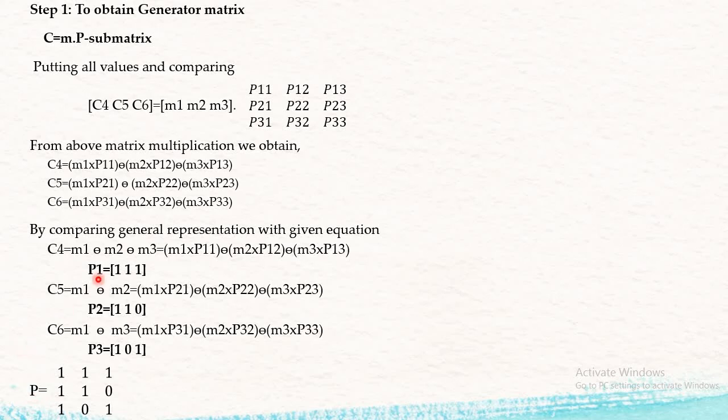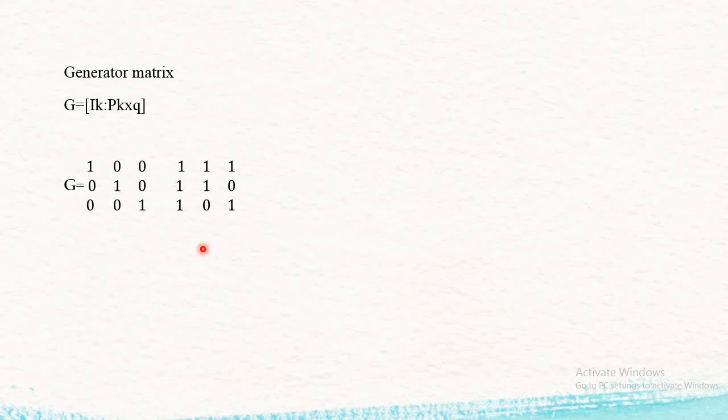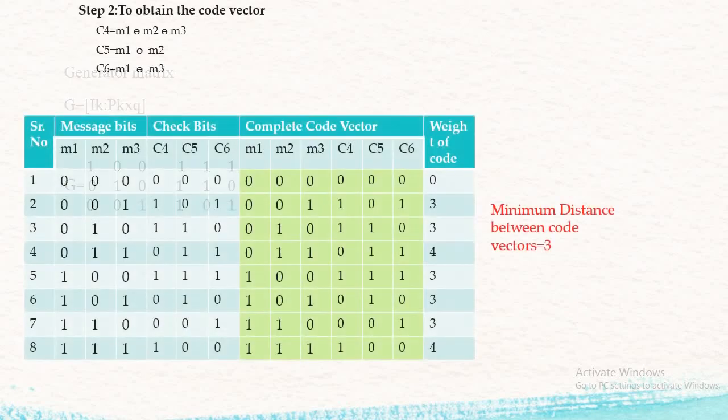We are just putting the values. The first row is 1 1 1, then 1 1 0 and 1 0 1. Once the value of the P submatrix is with us, we put that value in the generalized representation of a generator matrix, that is I sub k colon P sub k by q. The first part indicates the identity matrix and the second one indicates the P submatrix, and in this way we generate the generator matrix. The next part is to obtain the code vector.